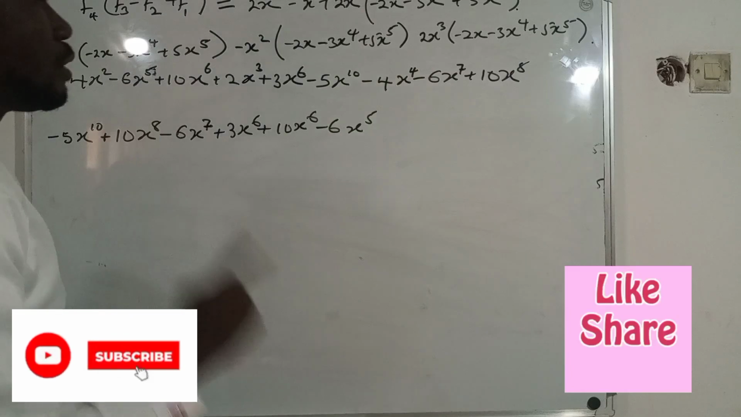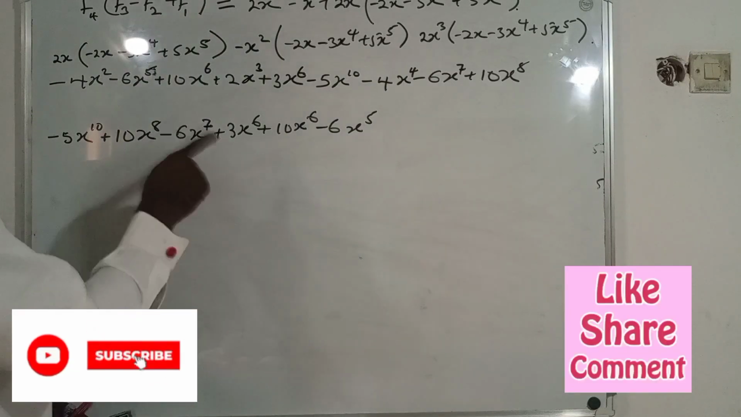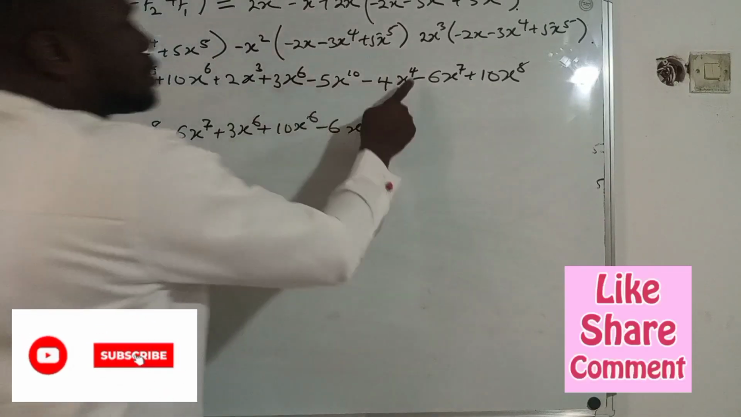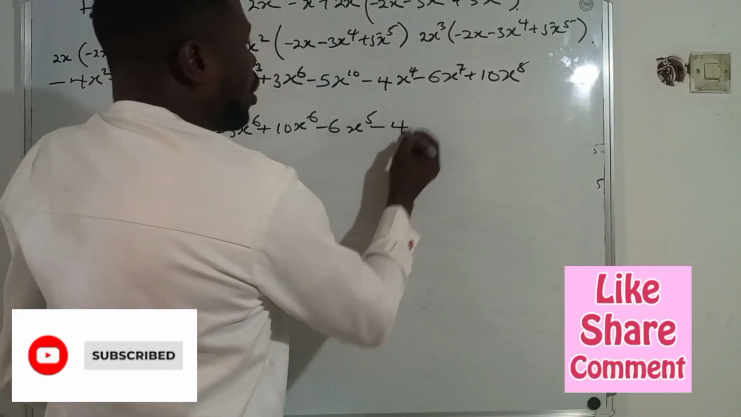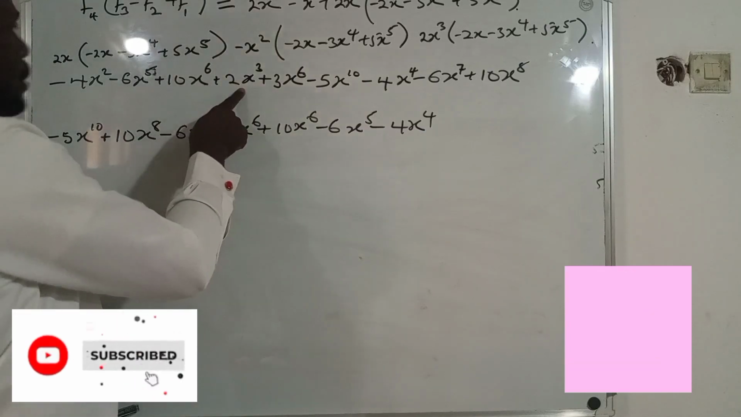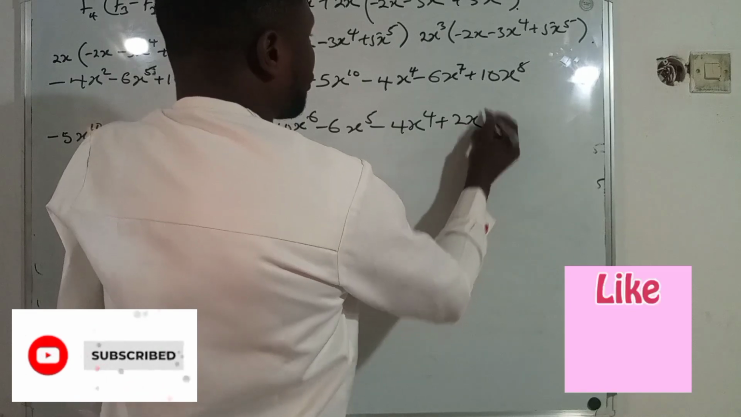After power 5, what else do we have? Do we have power 4? There is power 4. How many of the power 4 do we have? Just this one. So we have minus 4x raised to power 4. After power 4, what power? Power 3. How many do we have? We have only this. We bring it down. Now plus 2x raised to power 3.